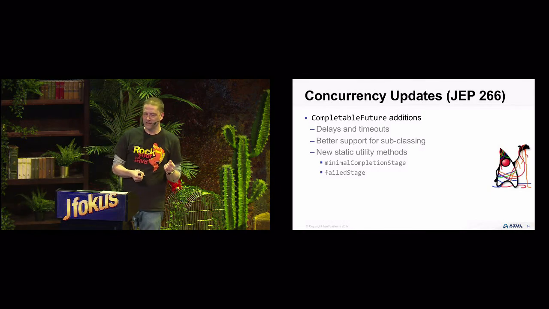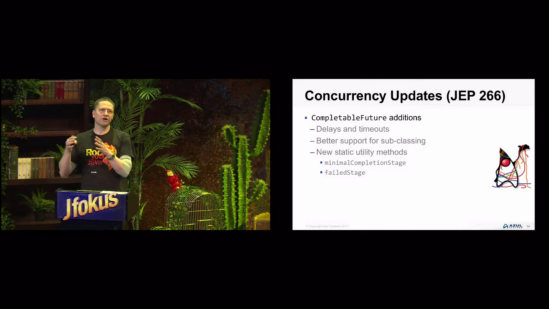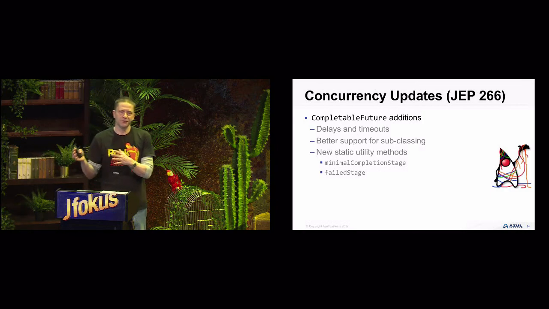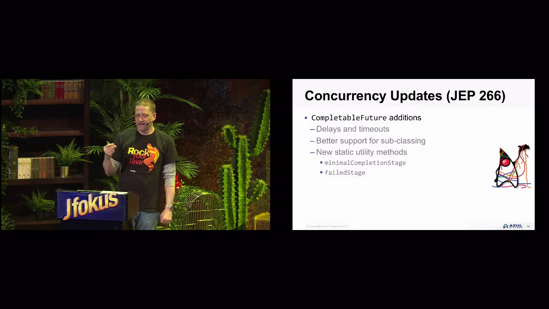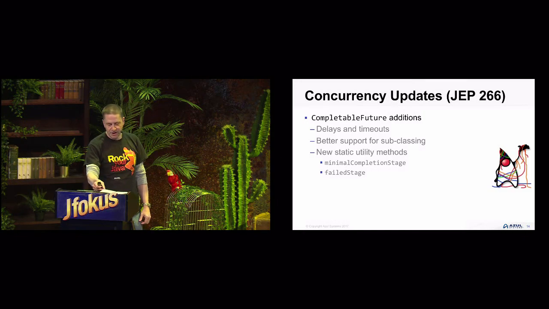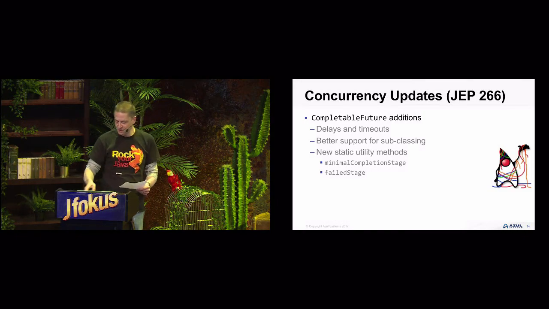And this is where life gets interesting, because there's this idea of a completion stage in the completable future, where you can effectively have a sequence of things that happen in that callback. So you can provide a completion stage. And so 2 of the static utility methods are minimal completion stage and failed stage.